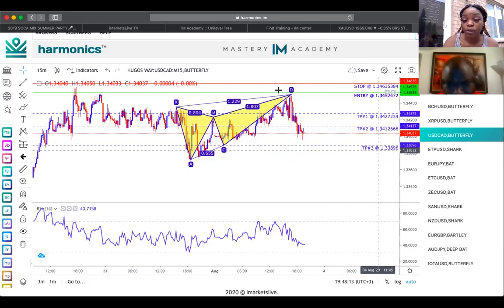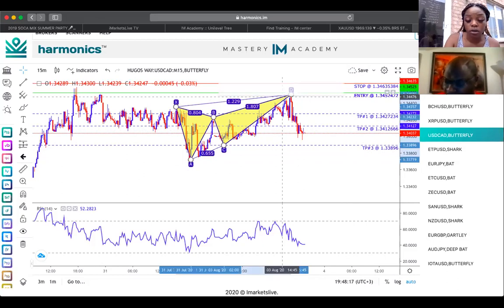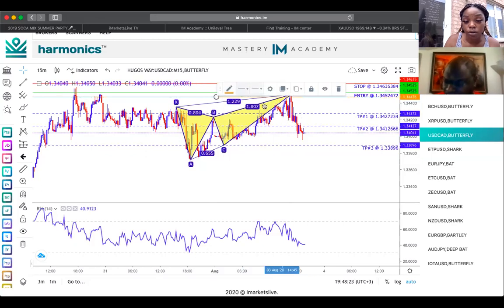right? Because if we're selling the market, let's say we enter into the market right here, right? We enter into the market here, orange, look at that line.